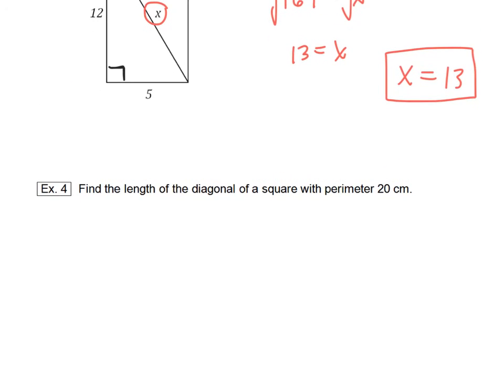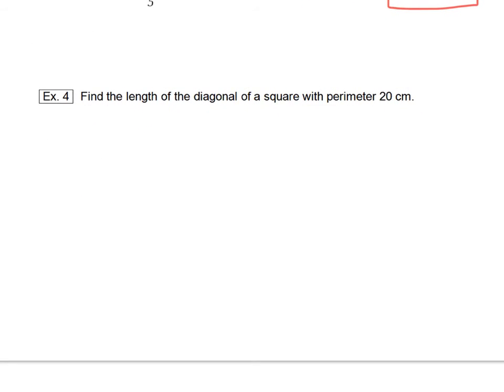All right, example 4 says find the length of a diagonal of a square with a perimeter of 20 centimeters. So what this means, we want to go ahead and draw this out so we can picture what we're talking about. So what do we know about a square? Well, one, squares have right angles. So we've got the right angle because we were given the fact that it's a square. They said find the diagonal, so we're looking for this length. I'll go ahead and say that that's x.